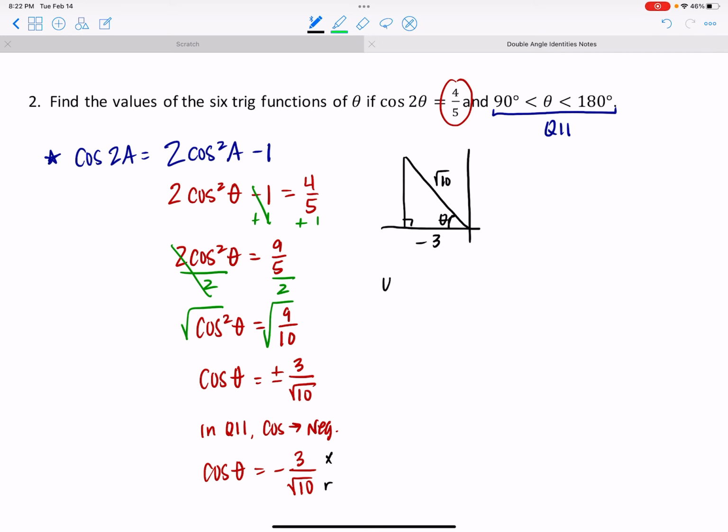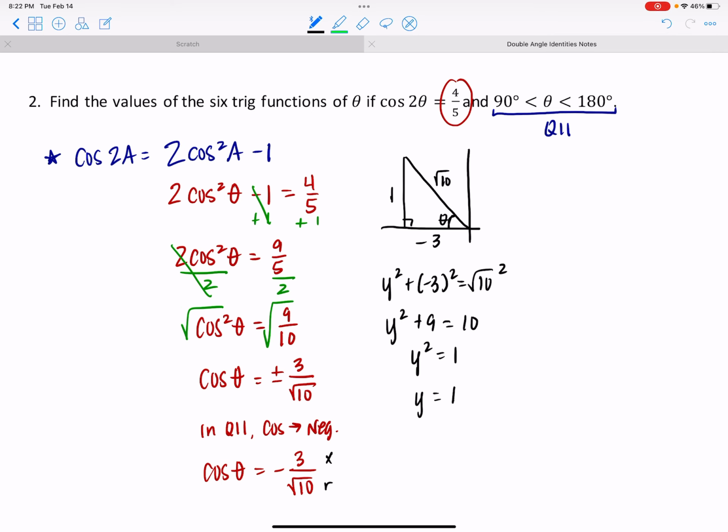So y squared plus the negative 3 squared is going to equal radical 10 squared. So the negative 3 squared is going to make 9. Radical 10 squared is going to make 10. If I subtract the 9 over, then I see y squared equal to 1, and then I take the square root, which means y has to equal 1. And positive because, again, we're in quadrant 2. So let's put the 1 there.